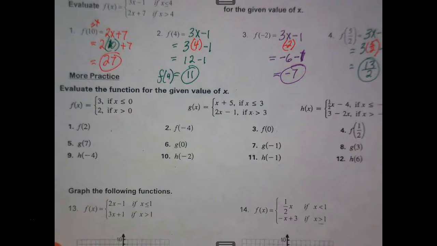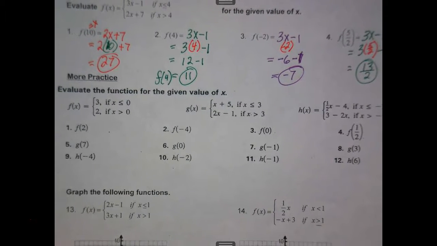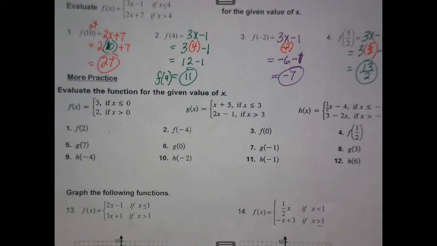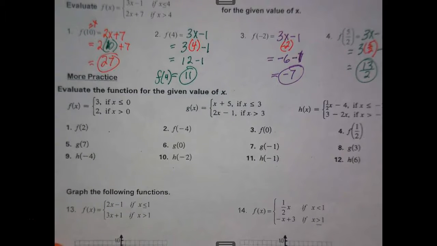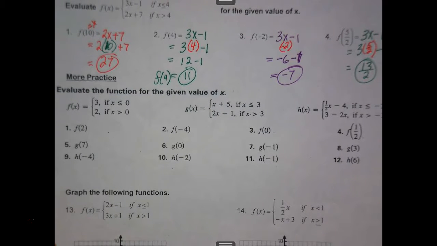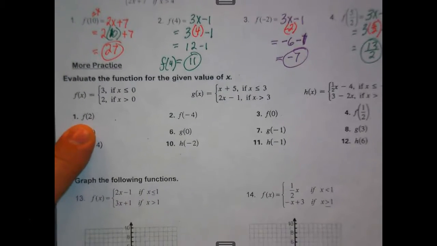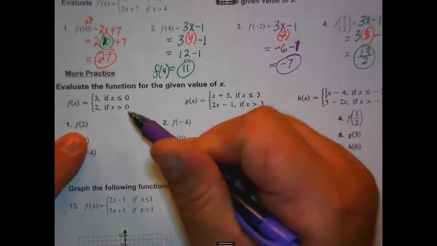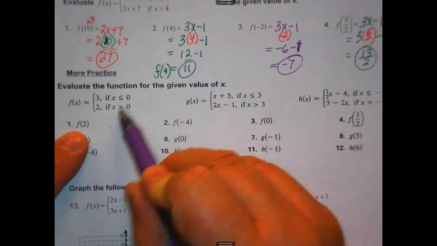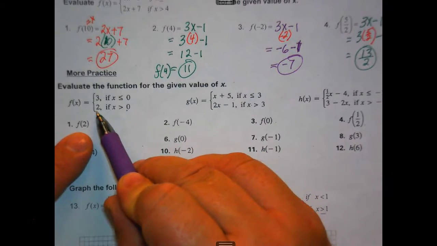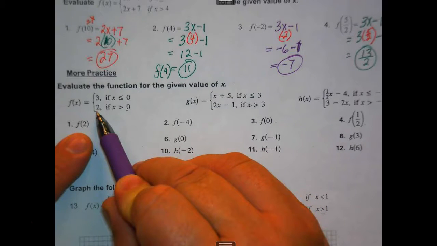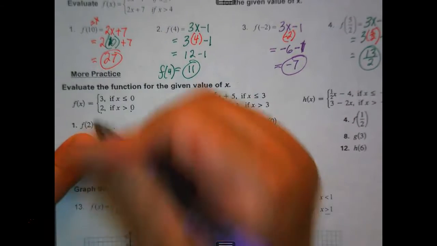All right. Numbers 1 through 4 have to deal with the f function. Problems 5 through 8 have to deal with the g function. And problems 9 through 12 deal with the h function. All right. Number 1, starting with the f of 2. Looking at the f function, 2 is greater than 0. So the value of f of 2 is 2. Nothing to solve here.